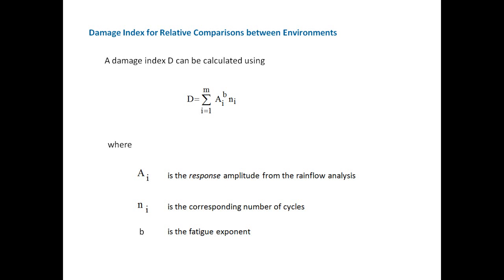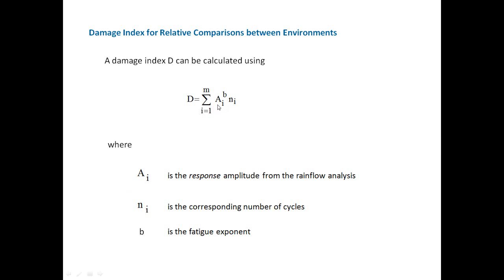We're going to use a variation of Miner's rule, but it's a little bit different. And this one, I'm going to tell you right off, has no absolute meaning. On an absolute basis, this has no meaning whatsoever. This will not predict whether a part will fail or not. Rather, it's a relative damage comparison metric. And that's what it's good for. This formula is good for comparing the effect of 2 different environments on a system.